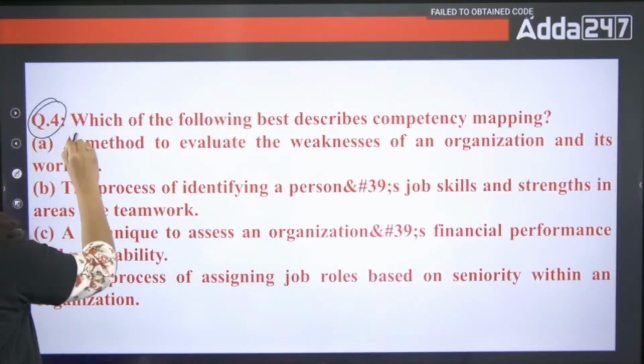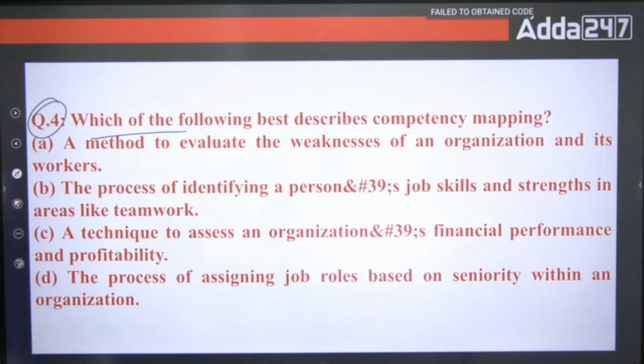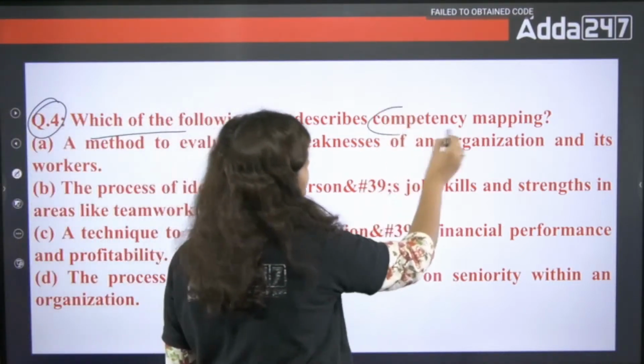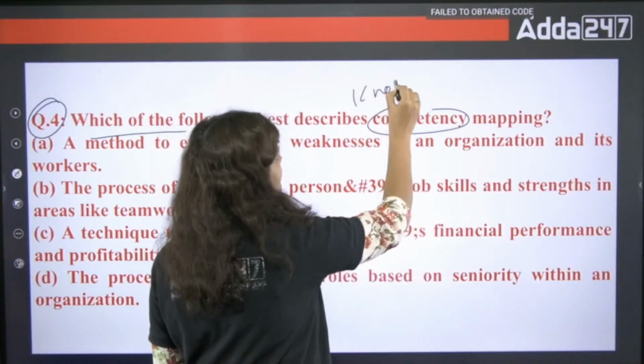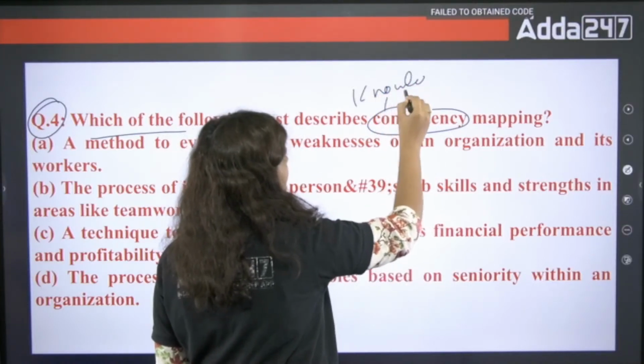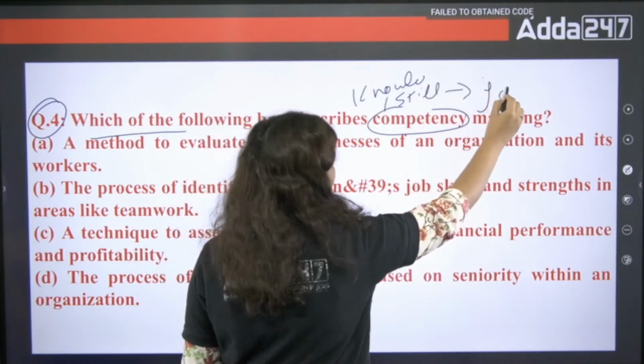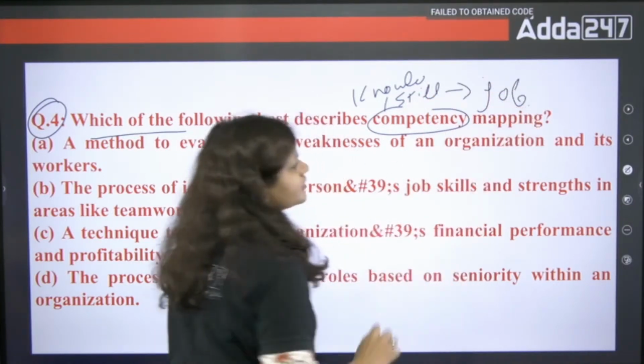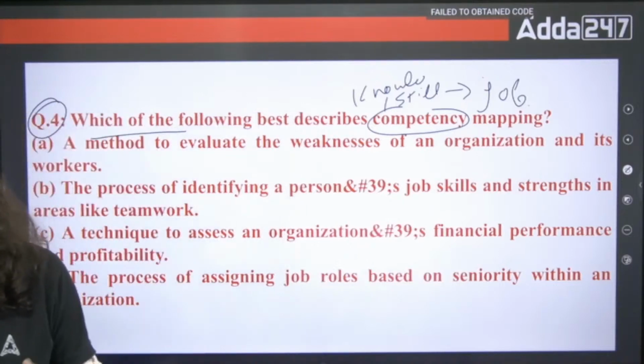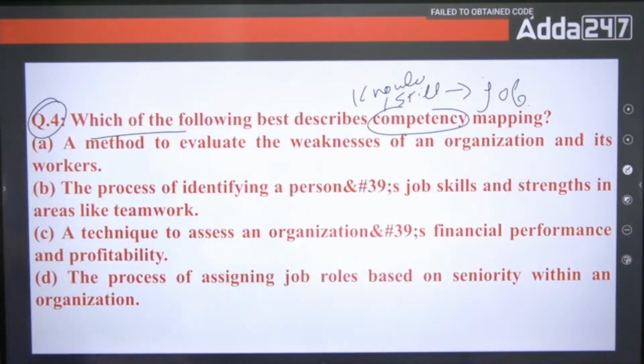Question number 4 is, which of the following best describes competency mapping, right? What do you understand by the word competency mapping? Competencies are what? That is your knowledge and skills. And when we link these competencies with the job, this process is called competency mapping, right? You are linking your competencies with your current job.